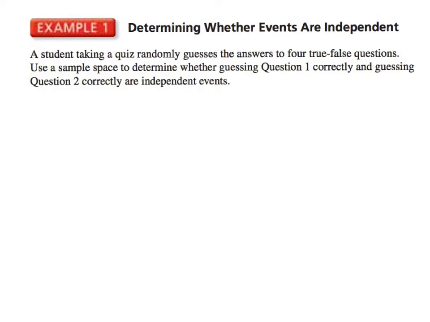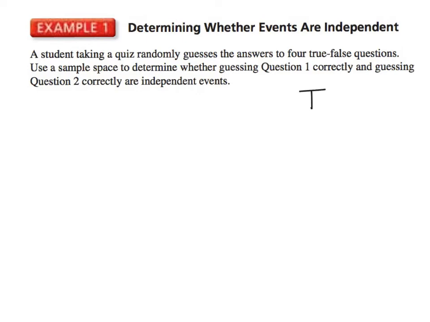All right, example 1. A student taking a quiz randomly guesses the answers to 4 true-false questions. Use sample space to determine whether guessing question 1 correctly and guessing question 2 correctly are independent events. Now, by looking at it, I'm hoping you see that these are independent. What you guess on the first question will not affect what you get on the second question. So let's just figure out the probability.